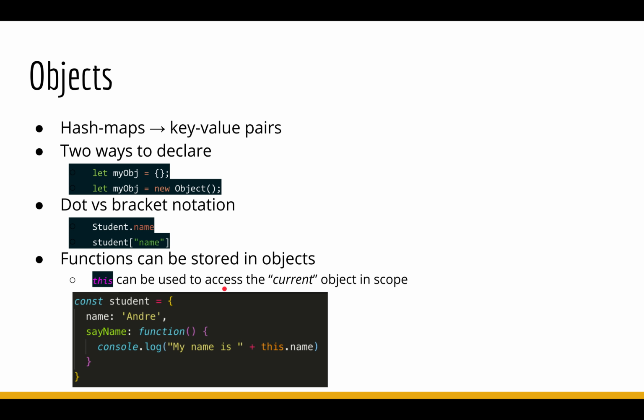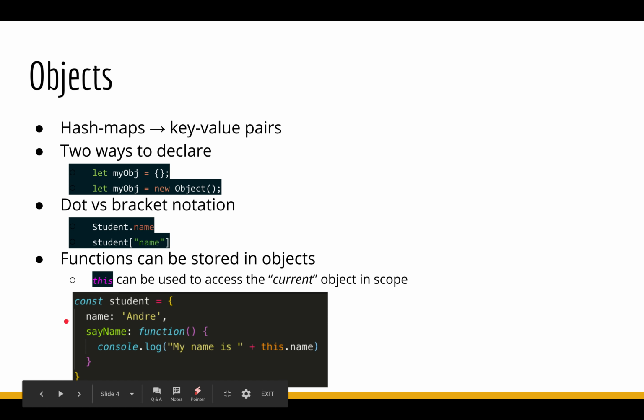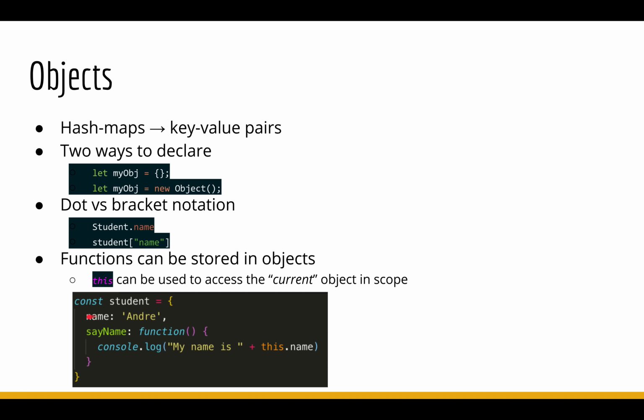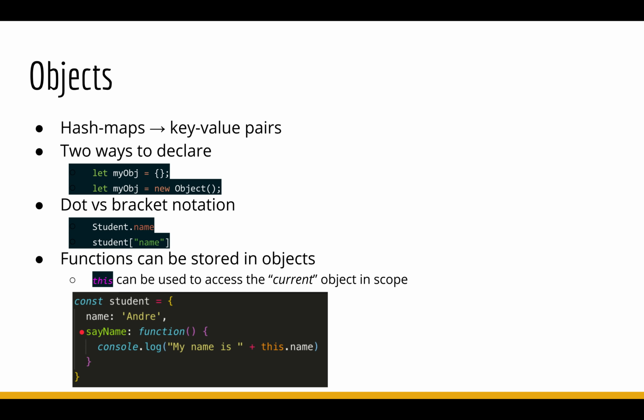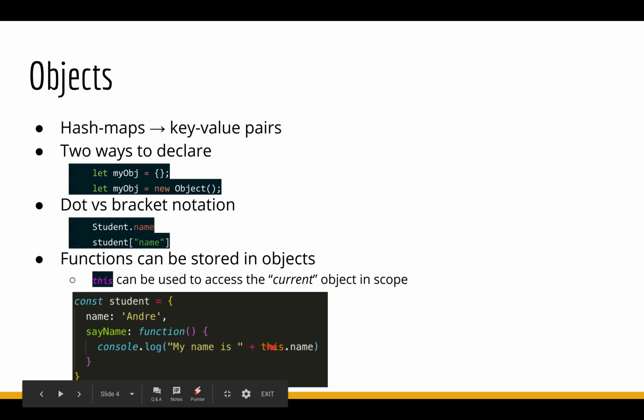Here we have an example of a student object, which I declared with the literal declaration, and then we have the name attribute, and we also have the sayName function. So I can actually say student.sayName, and it'll call this function, and inside the function I have access to the this object, which is the current object in the scope of that block of code. So this.name is actually going to refer to Andre here. That should be pretty intuitive.